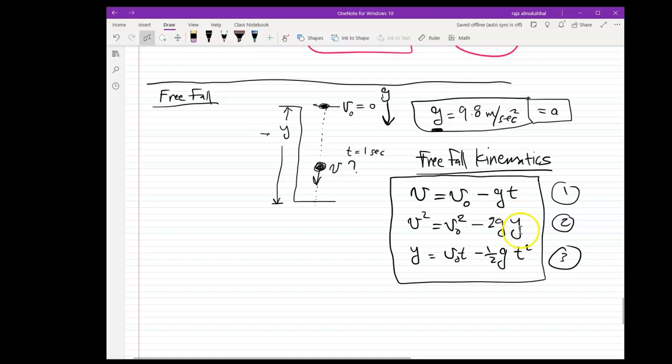The y here is basically the height, and everything else is the same for the time and so on. So it's the same as the kinematic equations that we dealt with, but the notation has been changed to fit free fall. What I want to do now is give you a simple example, show you how we can apply those free fall kinematics to a simple situation. Then we'll do something a little bit more complicated.